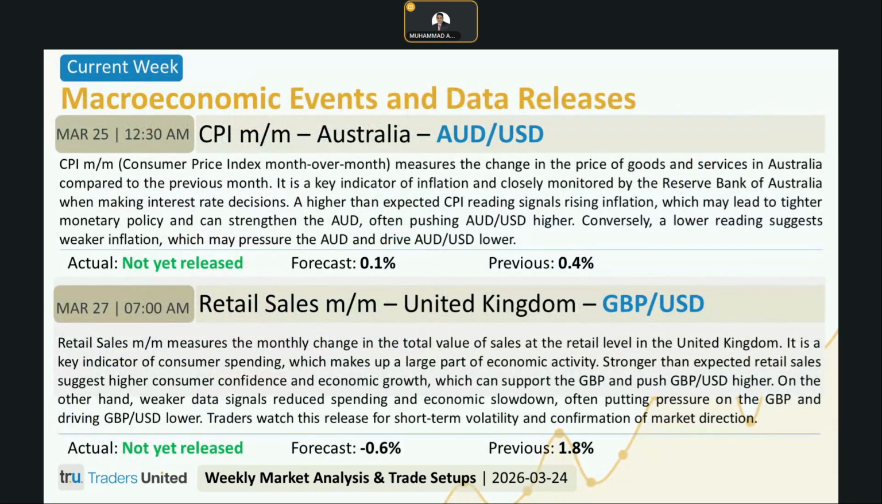The final key takeaway is the previous number was 1.8%, forecast minus 0.6%. The actual data is going to be released. If retail sales come stronger than expected, GBP/USD may move higher. If the data is weaker, GBP/USD may move lower depending on the forex market reaction.